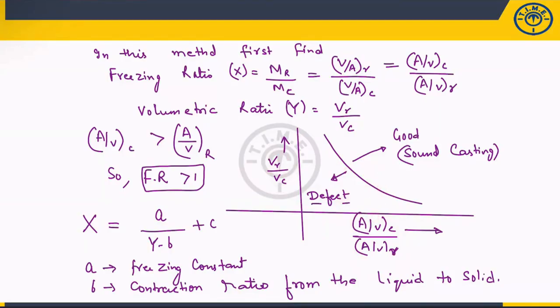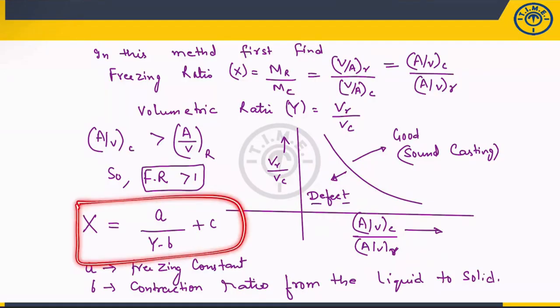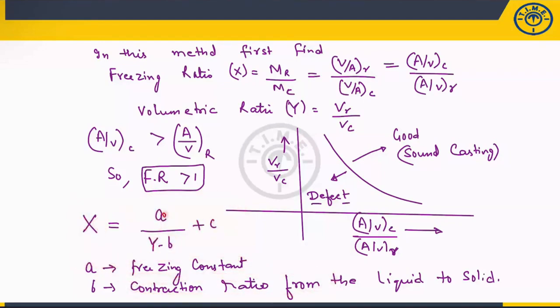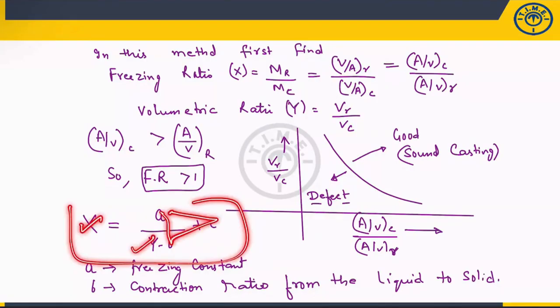Now this is the equation, the Keynes equation. X is equal to A over (Y minus B) plus C, where A is the freezing constant and B is the contraction ratio. These parameters they will give you. Still, they have not framed any question, but if they do, they will give you this A, B and C, and X and Y you can easily calculate using this.